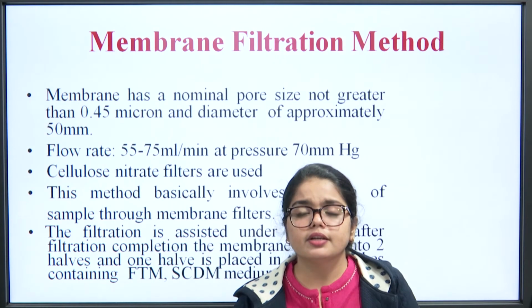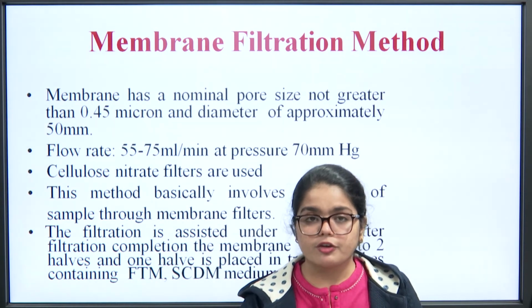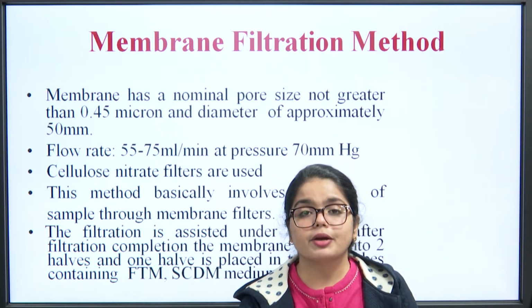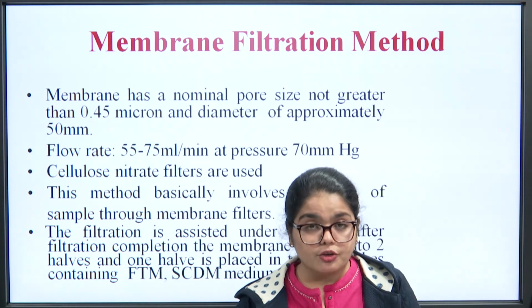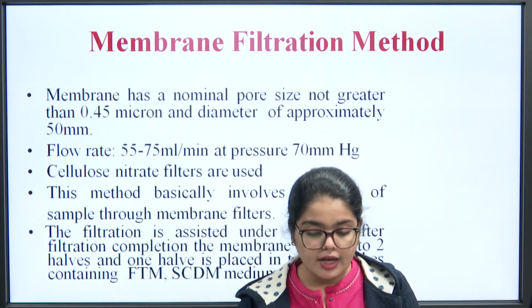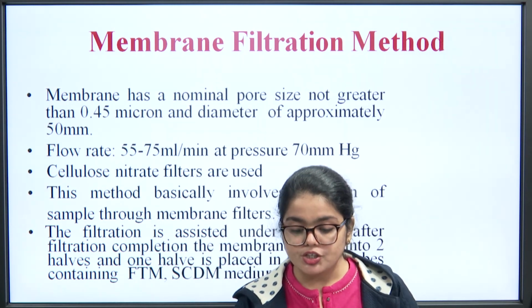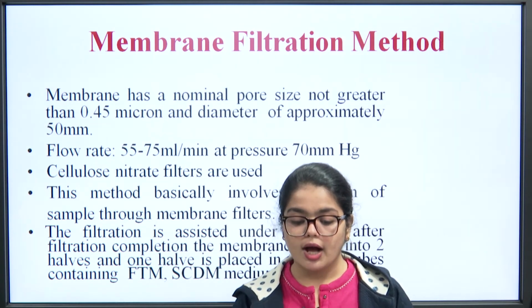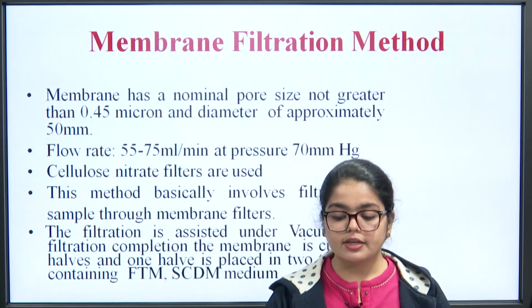Membrane filtration method, as the name suggests, involves the use of membrane filters. These membrane filters are made of cellulose nitrate, with a pore size of 0.45 micron and a diameter of not more than 50 mm. The filtration is assisted under vacuum. After the filtration is complete, the membrane is cut into two halves, and each half is placed into a test tube containing FTM or SCDM medium.